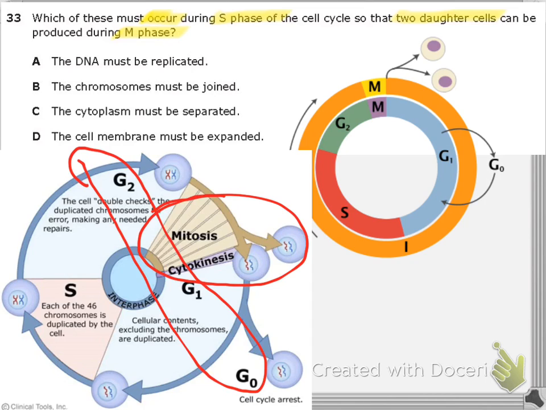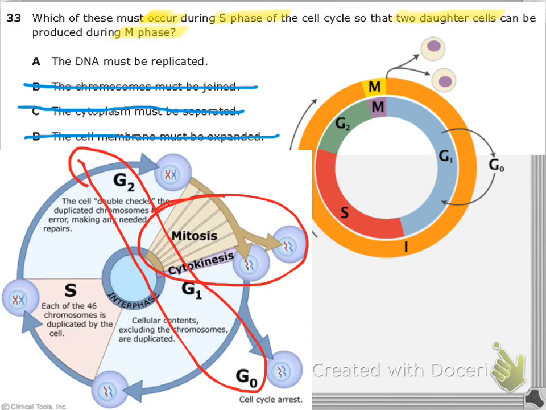So let's look at D. We more or less have the answer, but let's look at it anyways. D. Cell membrane is expanded. Well, no, it doesn't. That's not the point of the S phase. Not to expand anything. We can eliminate D. Not to separate anything, so we can eliminate C. Chromosomes must be joined. Don't be fooled by this because it says chromosomes, okay? So chromosomes, no. Really, we're down to A.